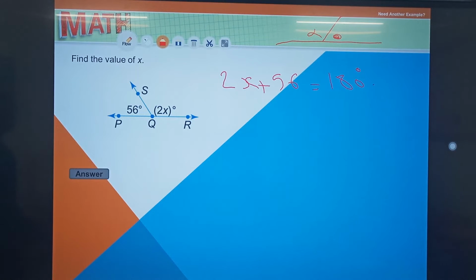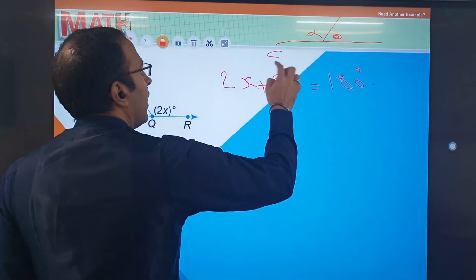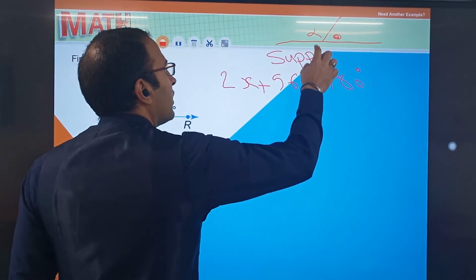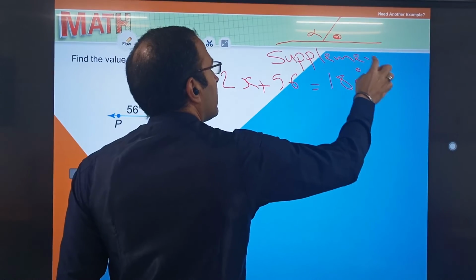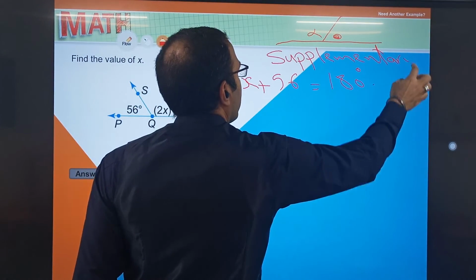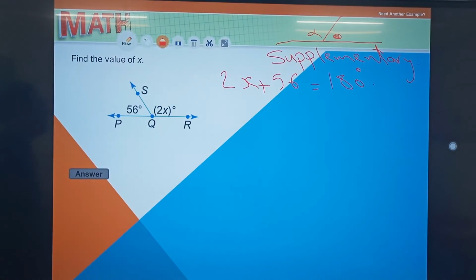So again, my friend, I have here the two angles. If I have a straight line intersecting with the ray, they are supplementary. The two angles here are supplementary. What is the meaning of supplementary here? The word supplementary means the sum of their measures is equal to 180.